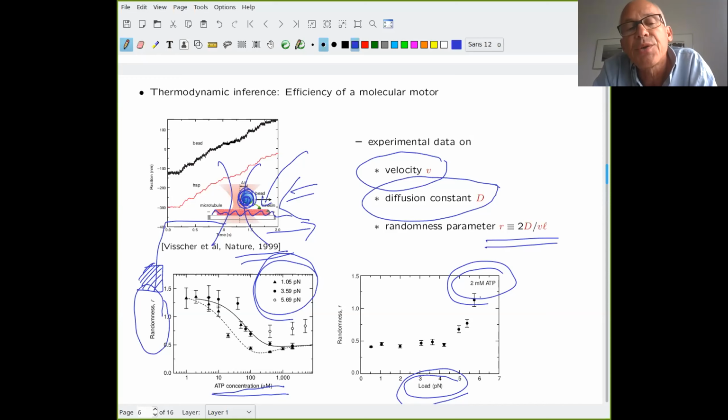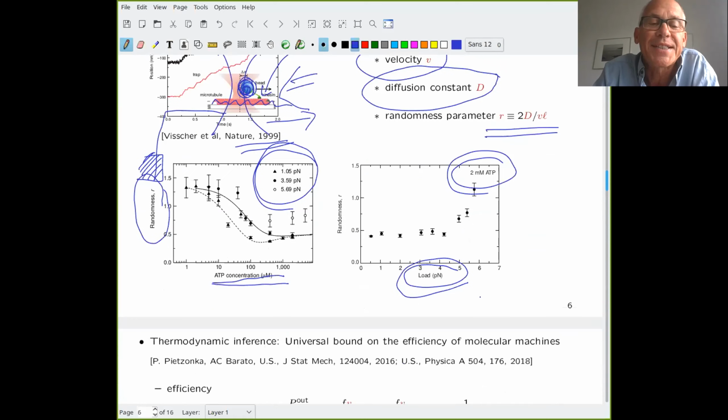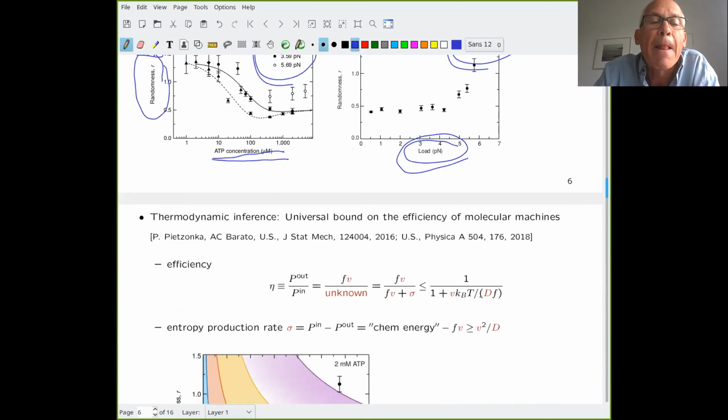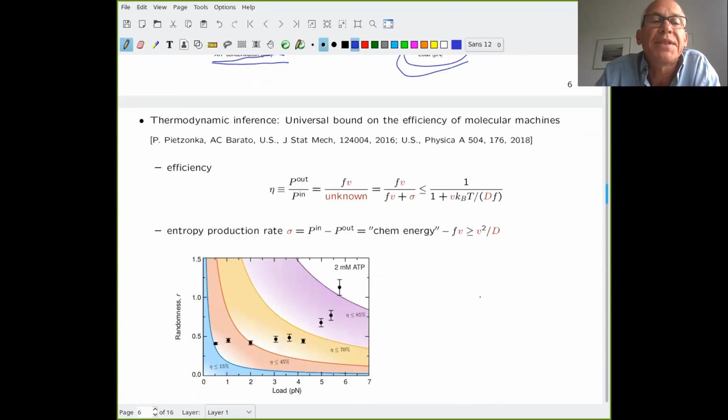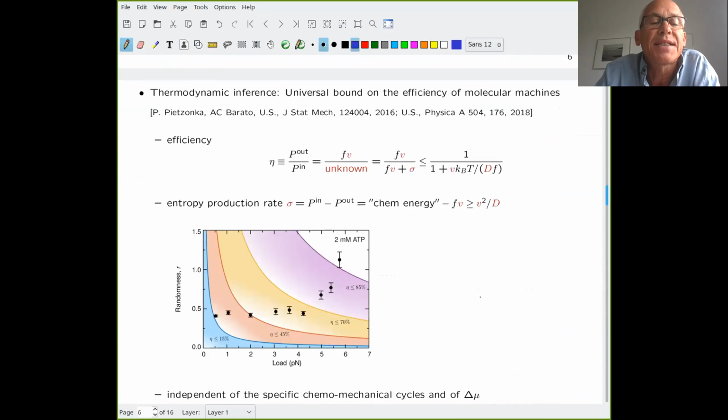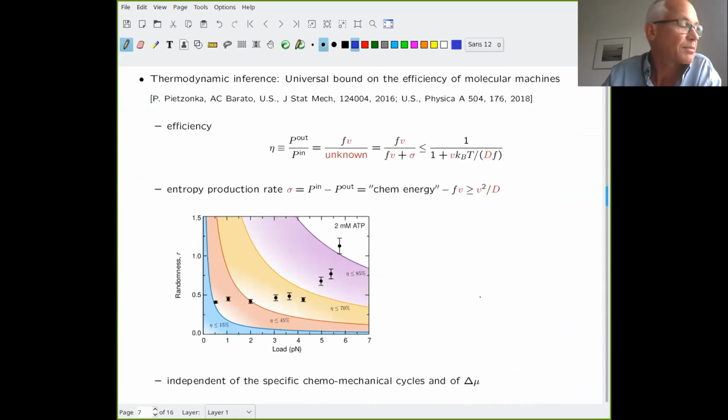And I'll now show you that using this data, you can infer a bound on the efficiency of the molecular motor. And we just had a discussion on the efficiency of these systems. Okay, so that's what we did here. And as I said, this is still the example I like most.